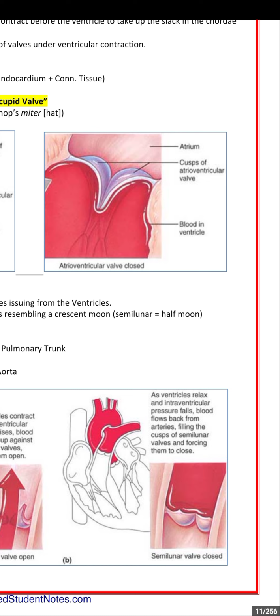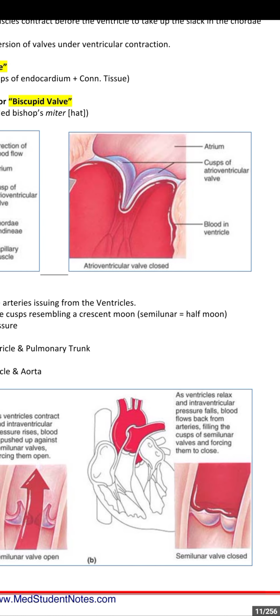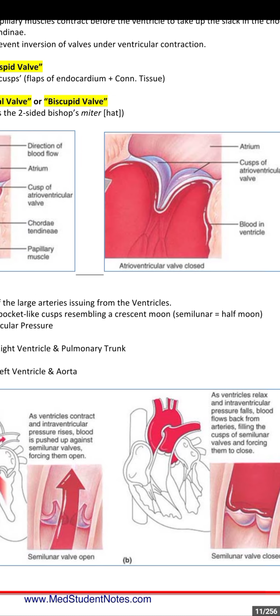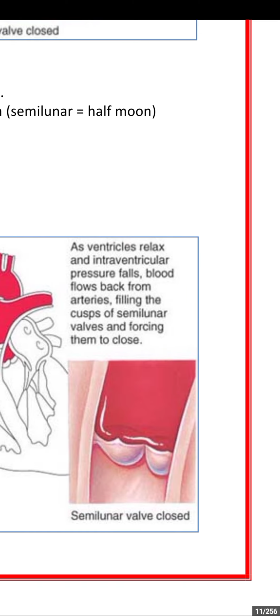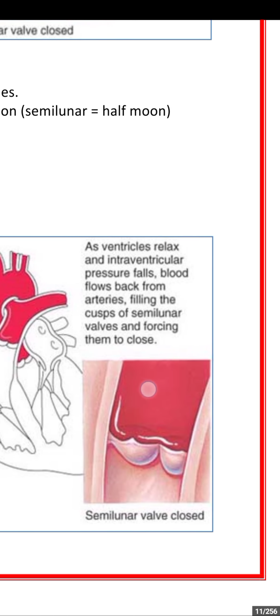Next, as the ventricle relaxes and the intraventricular pressure falls, blood flows back from the arteries, filling the cusps of the semilunar valves and forcing them to close. The blood is rushed inside the pulmonary trunk or the aorta. The semilunar valve is open right now in this image, because the ventricle contracts and the blood is flowing inside. During this stage the pressure is preserved inside the semilunar valve, so it helps in only one directional flow.